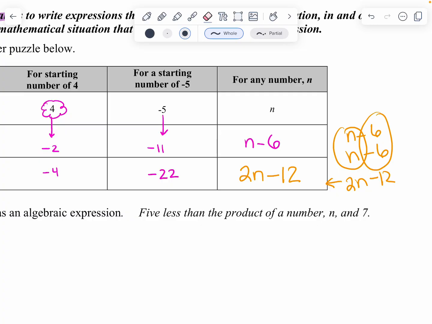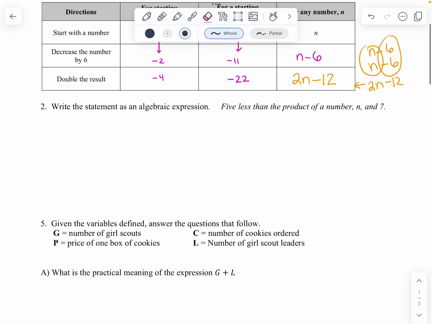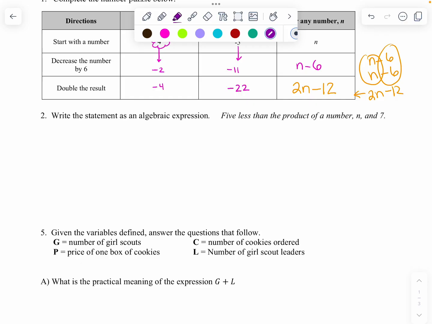So now that's what should be in the box. I hope that makes sense. We'll do a couple more here just because I know that these are also sometimes tricky for kids.